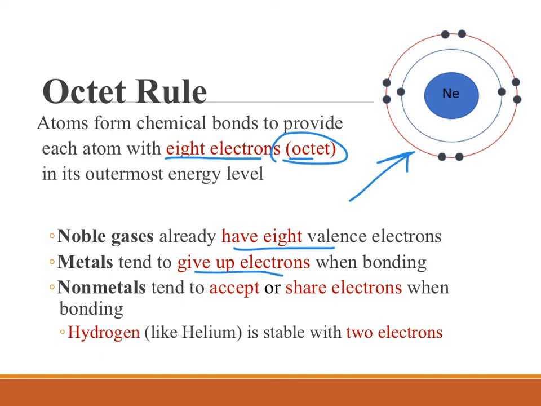Metals tend to give up electrons when they're forming bonds, and nonmetals tend to accept electrons if they're forming an ionic compound with a metal, or when two nonmetals come together for a covalent compound, they tend to share the electrons between the atoms. Incidentally, hydrogen, which is in that same row as helium, is stable with only 2 electrons. It doesn't have room to hold 8 electrons, so it's happy if it just gets 2. So whenever you're thinking about bonds, whether ionic bonds or covalent bonds, this octet rule, looking to make each atom have 8 electrons available to it, is the way to go.